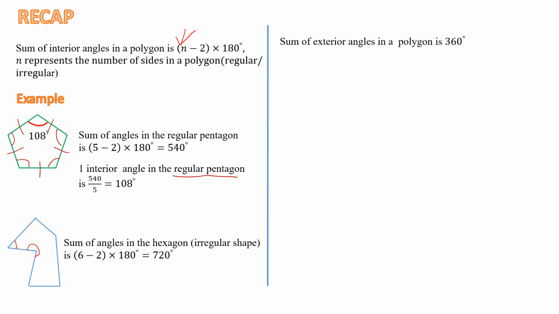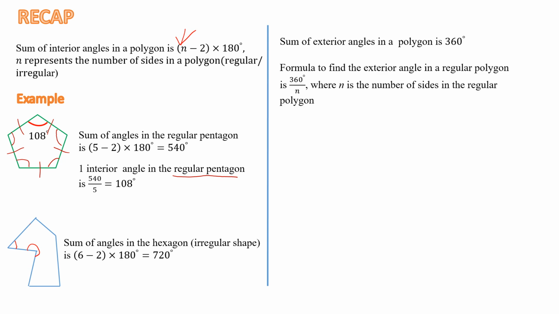Okay. So we have learned how to find the sum of interior angles in a polygon. How about the sum of exterior angles? The sum of exterior angles in a polygon is 360 degrees, and I'm not going to show you how to derive that. It's quite complicated. Showing you how to find the sum of interior angles is easier. So we're just going to accept that the sum of exterior angles in a polygon is 360 degrees.